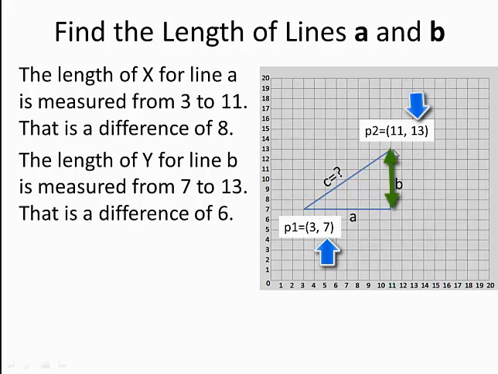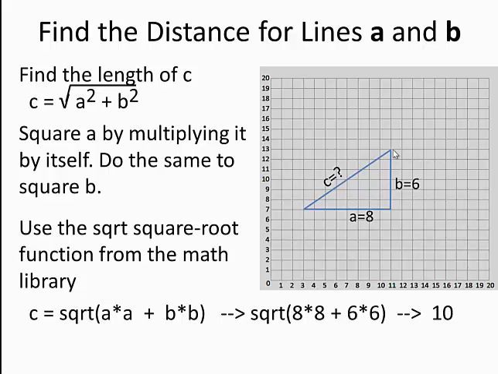from 7 to 13. We can find the length of C by finding the square of A, adding it to the square of B. We can square a number by multiplying it by itself. We can then use the square root function from the math library to compute the square root of A squared plus B squared. In this example, I have the square root of 8 squared, 64, plus 6 squared, which is 36, so I'll end up with 100. Take the square root of 100, and that's equal to 10.